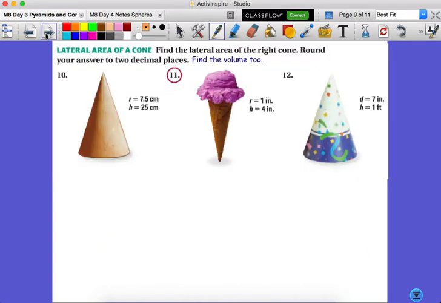So you've got a couple of examples of cones here that you may want to try. For sake of time, I'm going to move us forward just a little bit, but I would recommend that out of these three, you at least try one of them. And also notice on number 12, they give you the diameter, so make sure before you plug into any formulas, you find that radius.